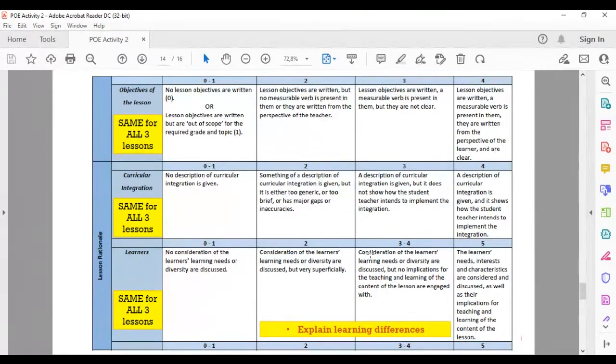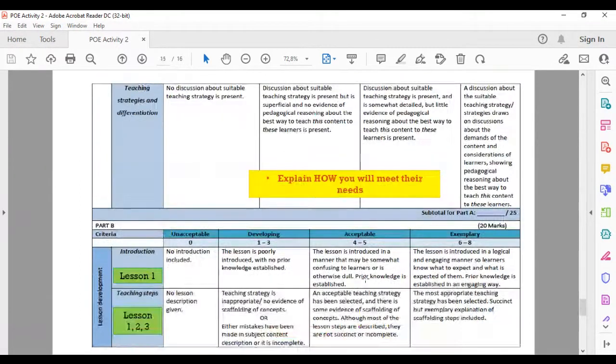Then the learners. This part here is related to section F, where you need to give a description of how you considered the different learners in your classroom, their needs and the diversity. Discuss this with their characteristics and the implications for teaching and learning of the content of the lessons. And here you need to explain the different groupings, the different ability groupings.